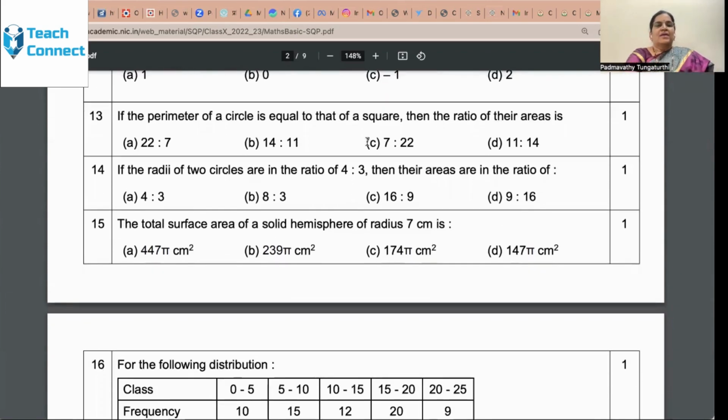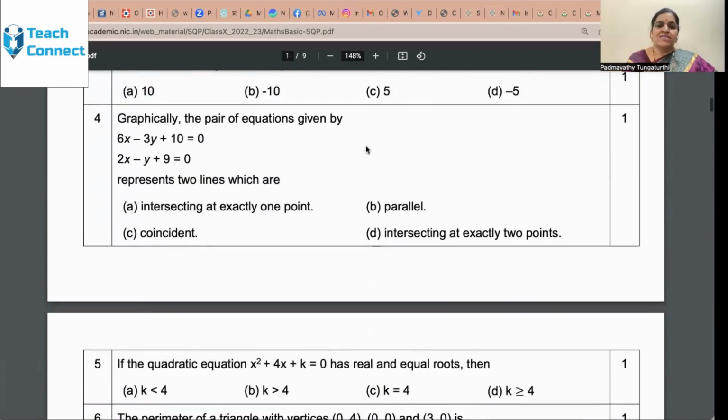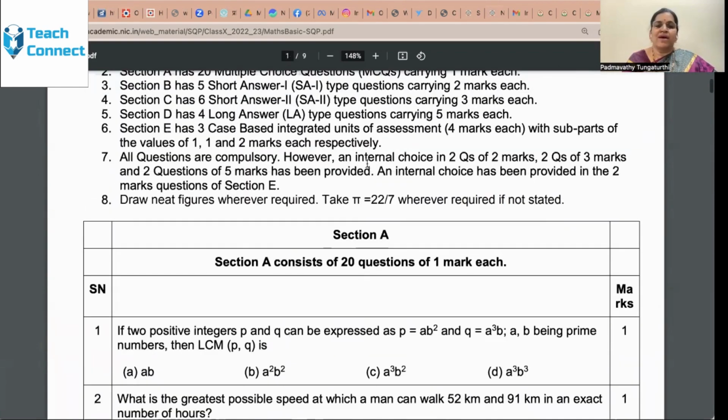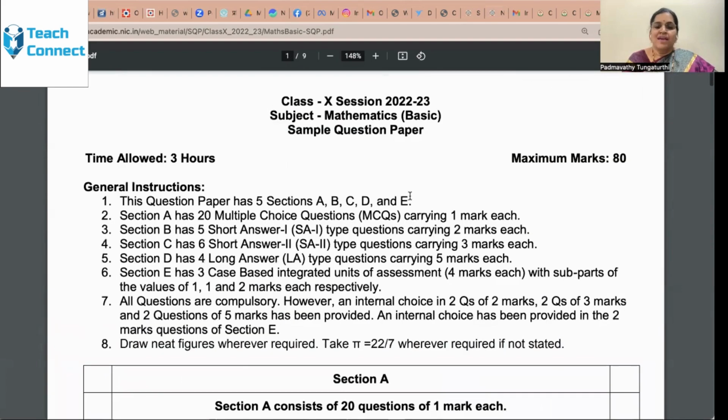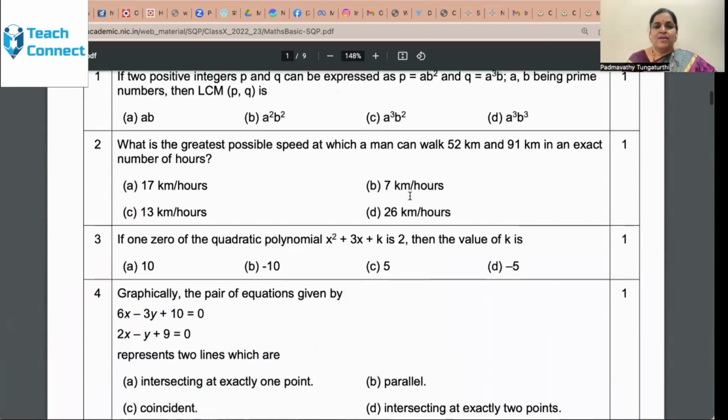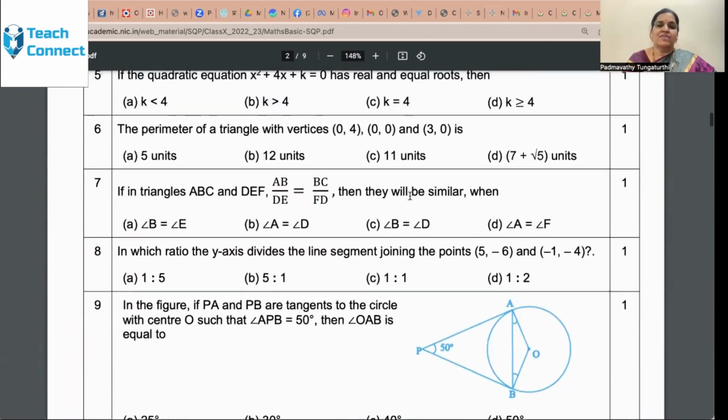Now, if the perimeter of a circle is equal to that of a square, then the ratio of their areas. Does the child remember that the pi value has to be 22 by 7? Because it is written over here that the pi value has to be taken only as 22 by 7 whenever required, if not stated. Look at this, whenever required, if not stated.